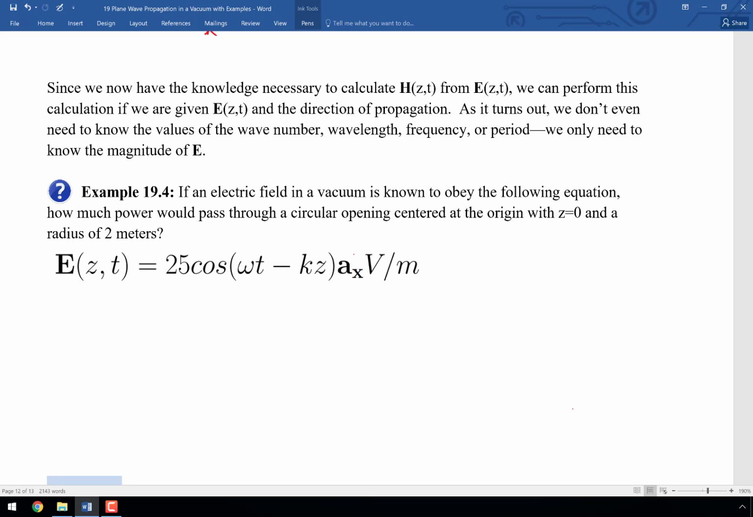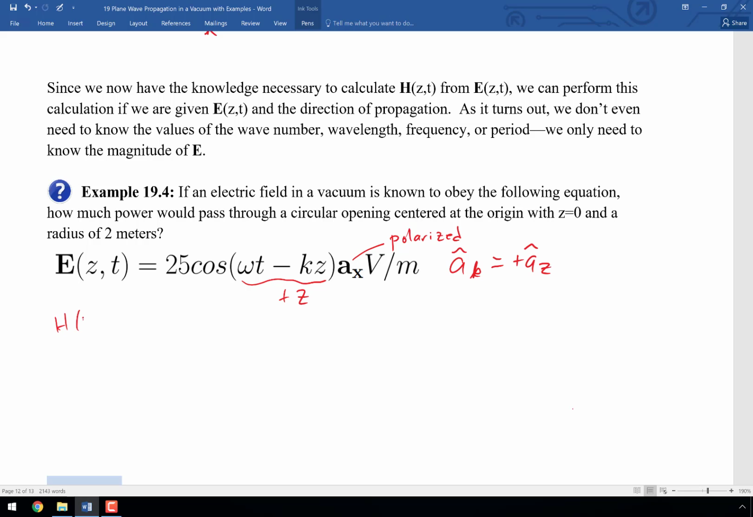Here you can see that it's polarized in the x direction. But when I look at this, and this won't always be the case, today every example I've made is propagating in the positive z direction, but that isn't necessarily going to be the case in all of our examples. So I know that a sub k is equal to positive a sub z.